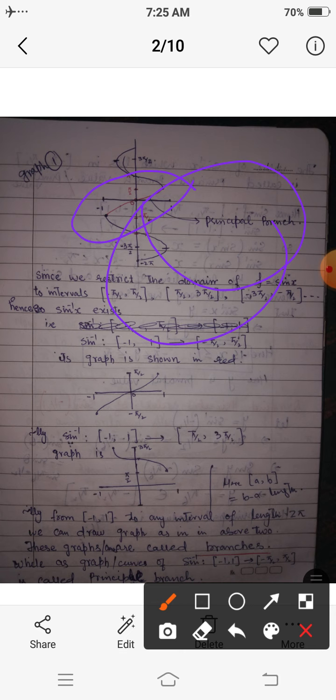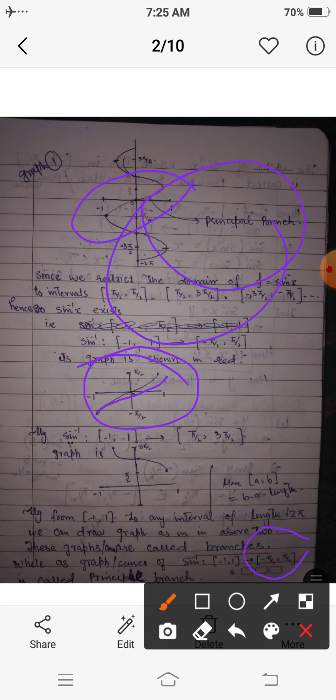So simply the principal value is like this, and this curve is called the principal branch. When its value lies between minus pi by 2 to pi by 2, it is called the principal branch value. So if we consider only the principal values, then it is actually the function sine inverse x from minus 1 to 1 to the interval minus pi by 2 to pi by 2.